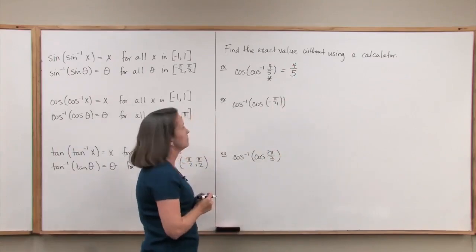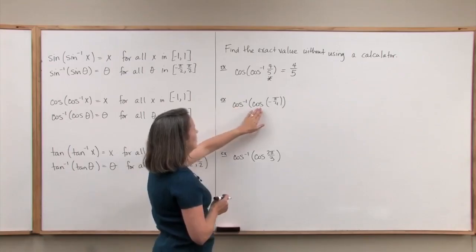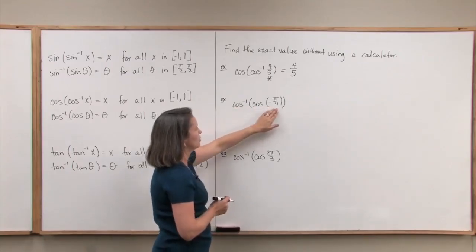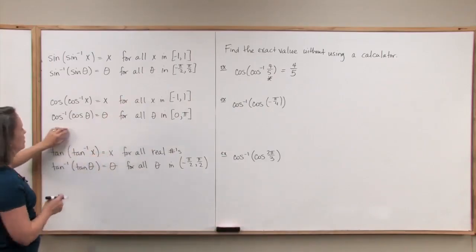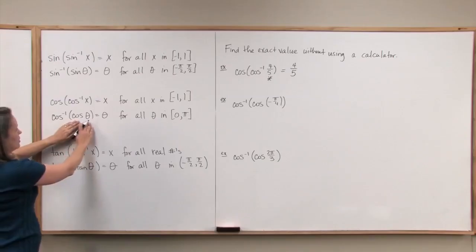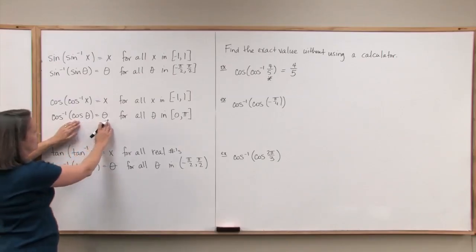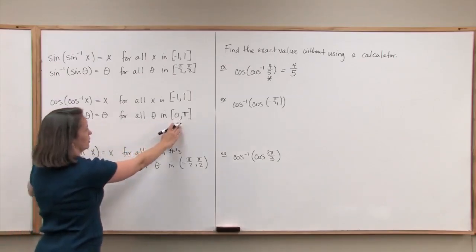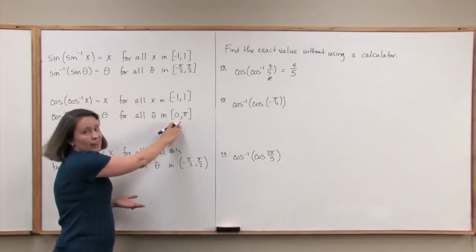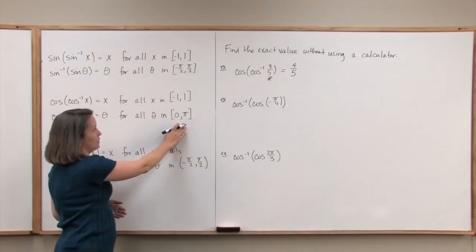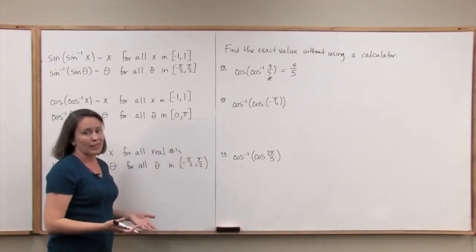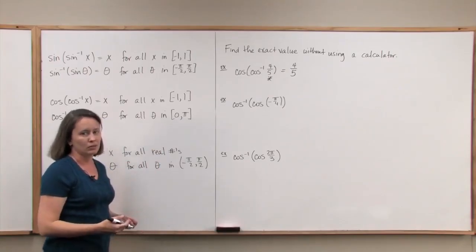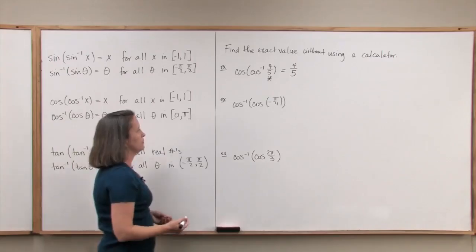Let's try a second one. The inverse cosine of the cosine of -π/4. Okay, so we find the relationship we want to use. The inverse cosine of the cosine of theta is theta, as long as theta is in the interval 0 to pi. Well, it's not. -π/4 is definitely not in this interval. So what does that mean? Well, it doesn't mean we can't answer the question. It just means we have to work a little harder to find that answer. Okay.